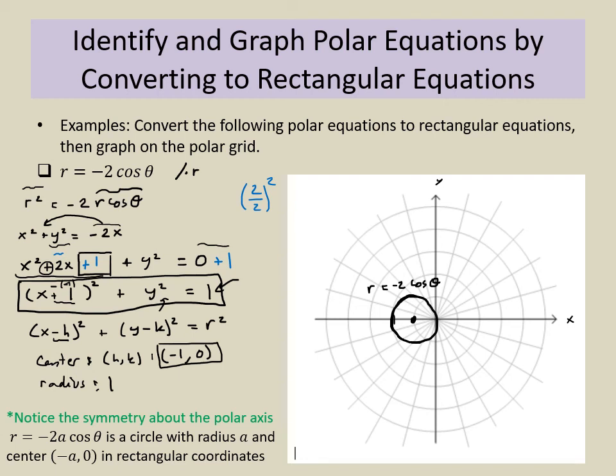Okay, a couple of observations, you guys. Notice that the symmetry in this case is different. It's not symmetrical about the y-axis anymore. It's symmetrical about this right here. This is the polar axis. In polar coordinates, that's the polar axis, remember? So polar axis or the x-axis.